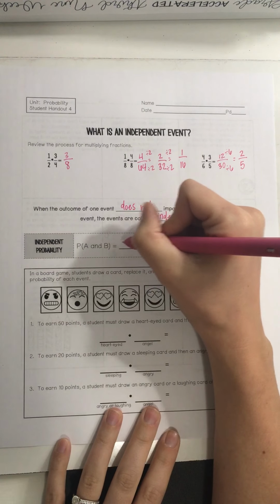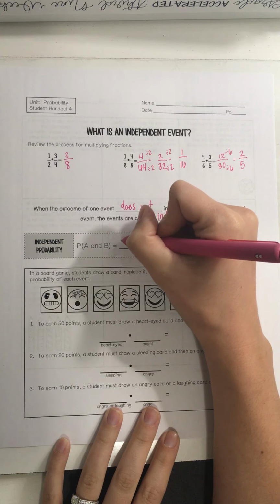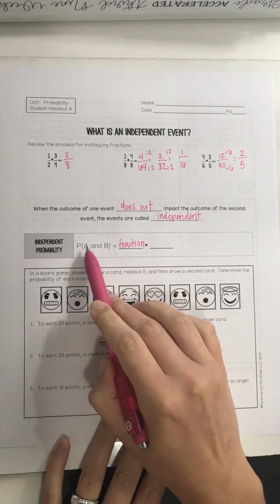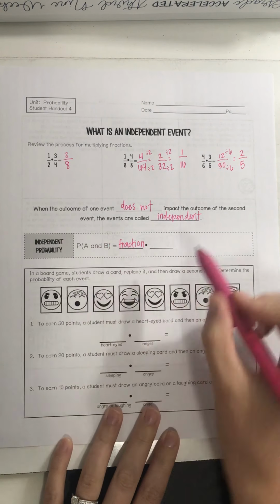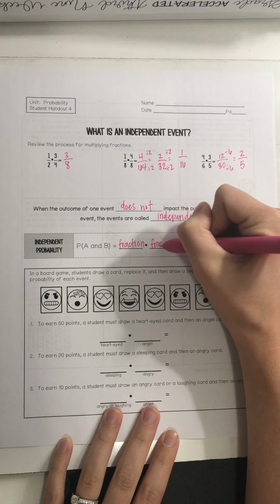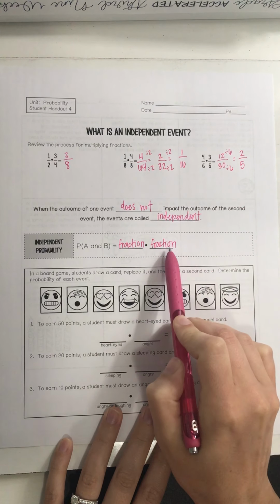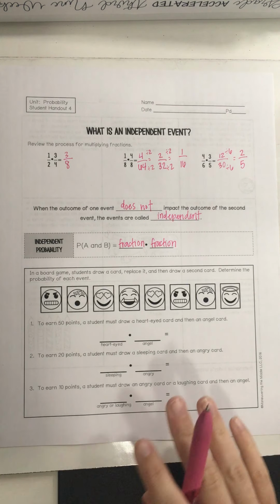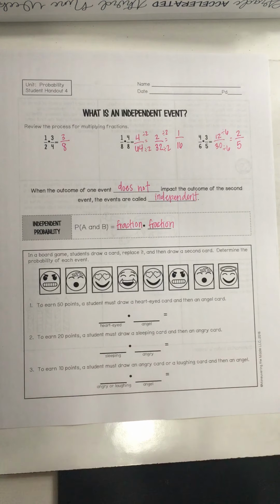So what we're going to be doing is using the fraction for the probability of the first event, and then the fraction of the probability of the second event. We're just multiplying 2 fractions together. So let's go ahead and take a look at what that means in a real life example.